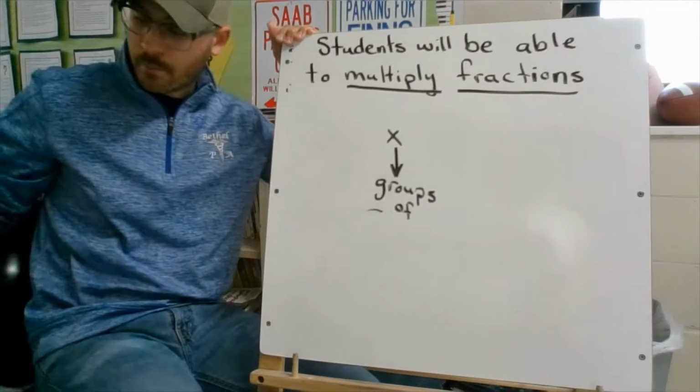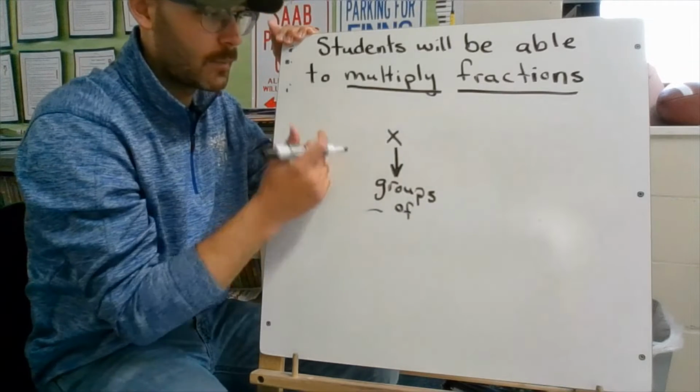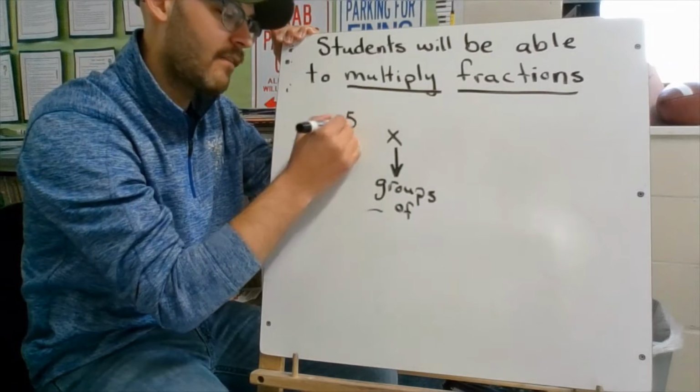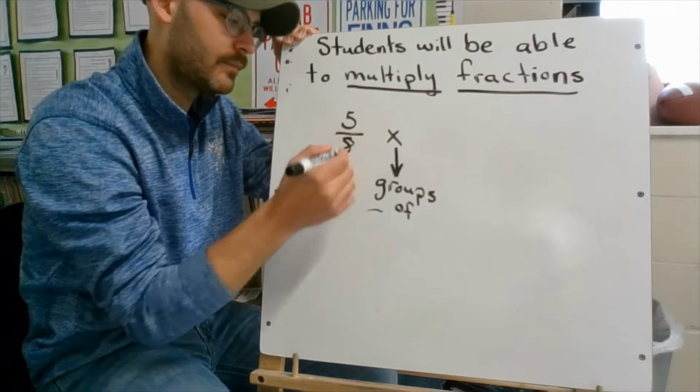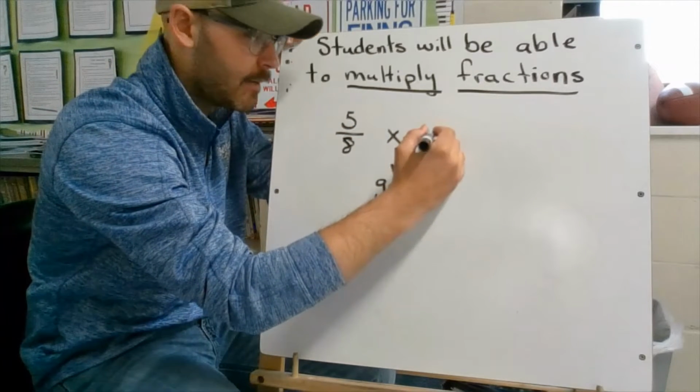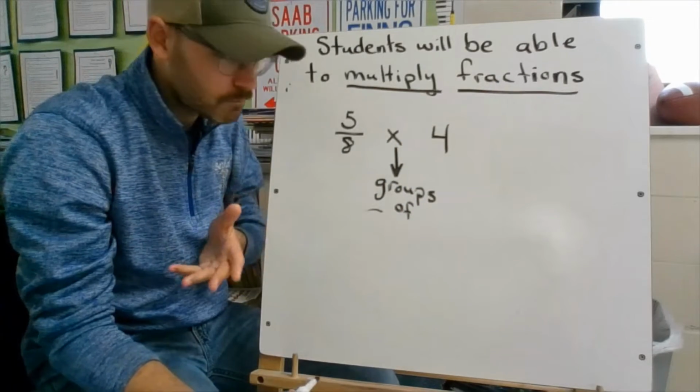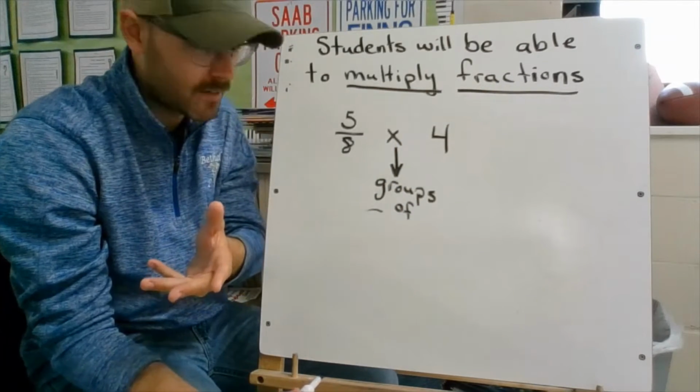Pick a different whole number. It doesn't matter which side you write the whole number on because it's like a turnaround fact. If I had 5/8 and I was going to multiply it by, let's just stick with lower numbers for now, 4. A very common problem you might see in your math journal.